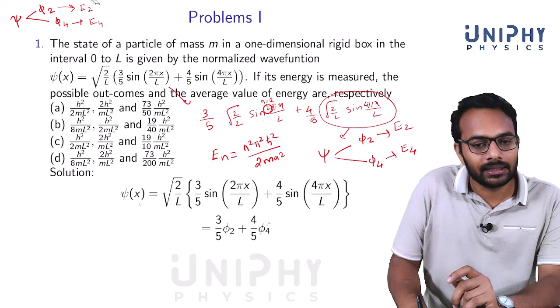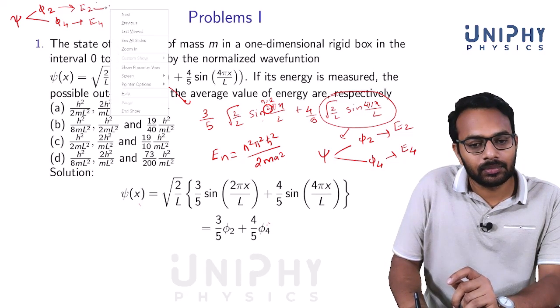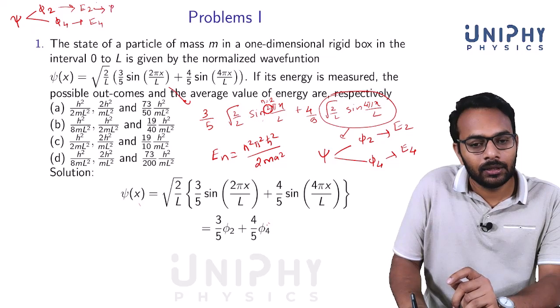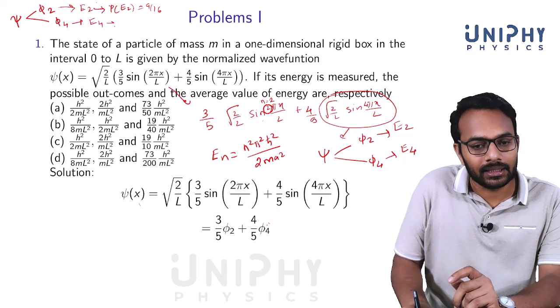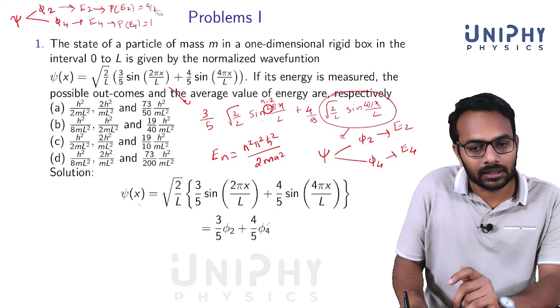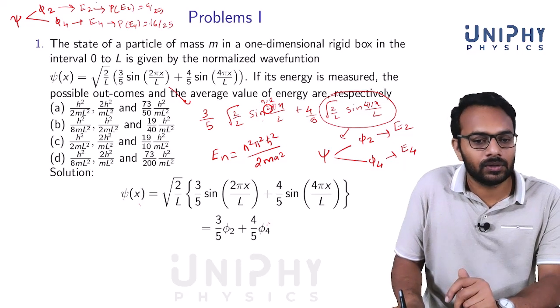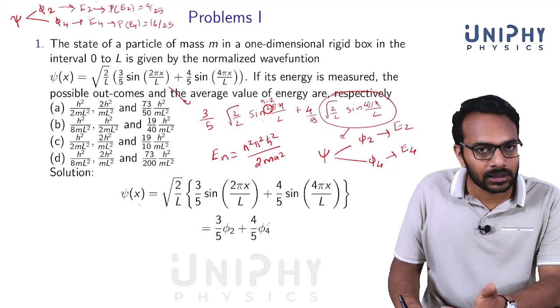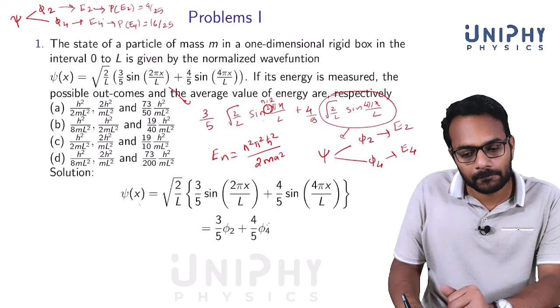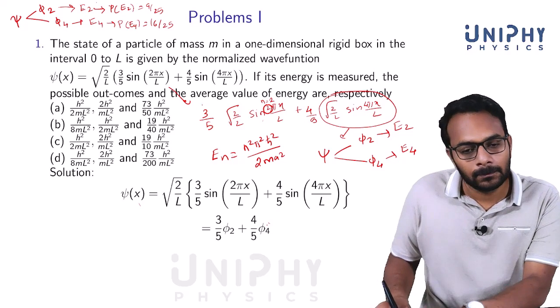Let's write it here. The corresponding probability P of E2 is equal to, sorry, not 9 by 16, it's 9 by 25, and P of E4 is 16 by 25. All right, I hope that's clear. This is what's happening.